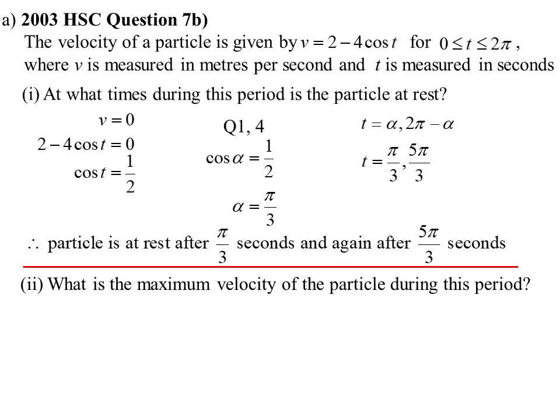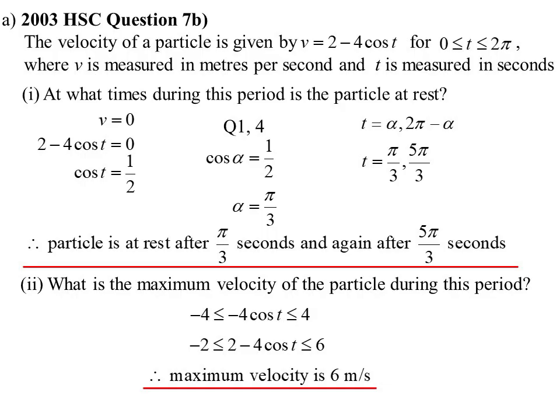Sure, to work out the maximum, I could differentiate and say that'll occur when its derivative is equal to 0. But it's a cosine function, and I know things about cosine functions. I know minus 4 cos t will go between minus 4 and 4, which means 2 minus 4 cos t must go between minus 2 and 6. Therefore, the maximum is 6. That's the biggest it could ever be.